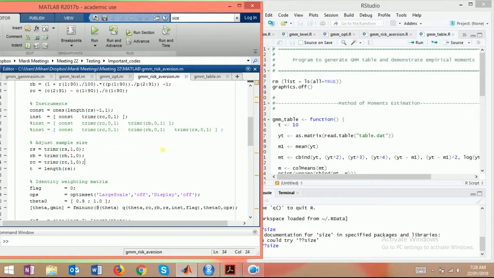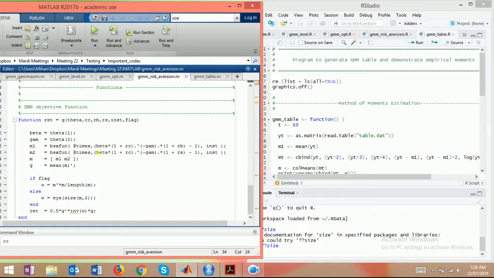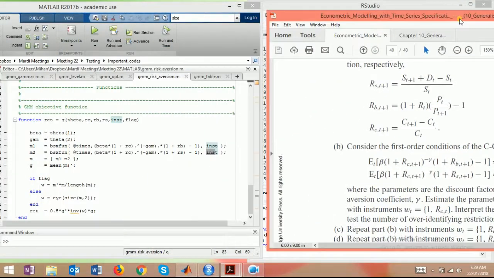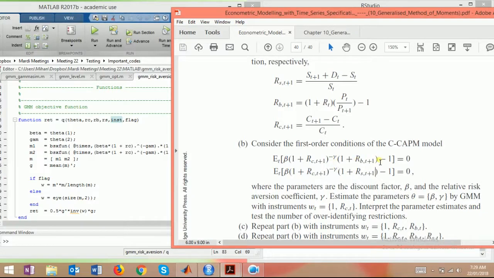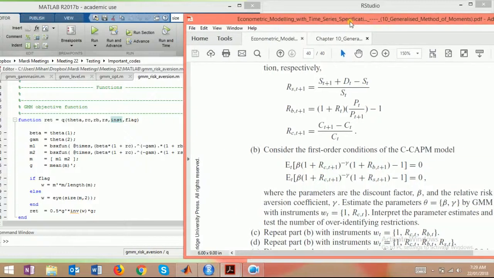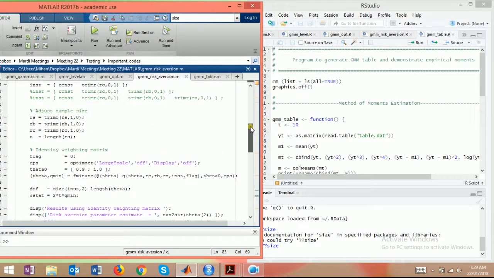Adjust sample size. Now we are just checking that the dimension matches. I say 0 1 because we are doing 0 1, this is 1 0, so the dimension will match. As the dimension matches, we run the function, that's all. Times, this is coming from M1, M2 and M, these are all C minus gamma, and instrument, so these are coming from this equation. 1 minus 1, so times this one times this, minus 1, the whole thing minus 1, multiplied by the number of instruments. This whole thing is multiplied by the instruments.